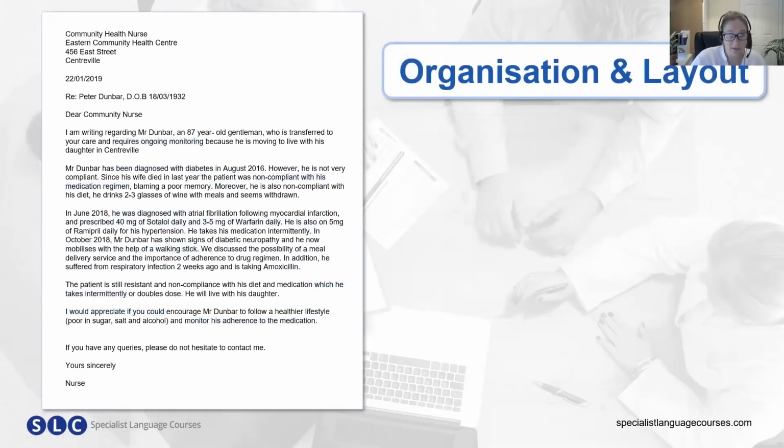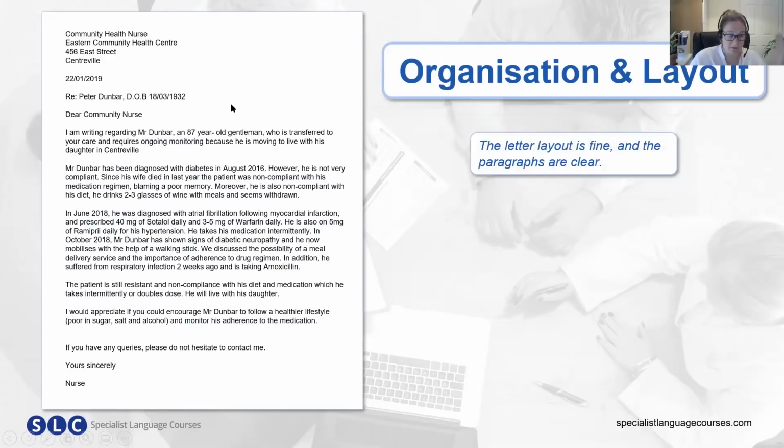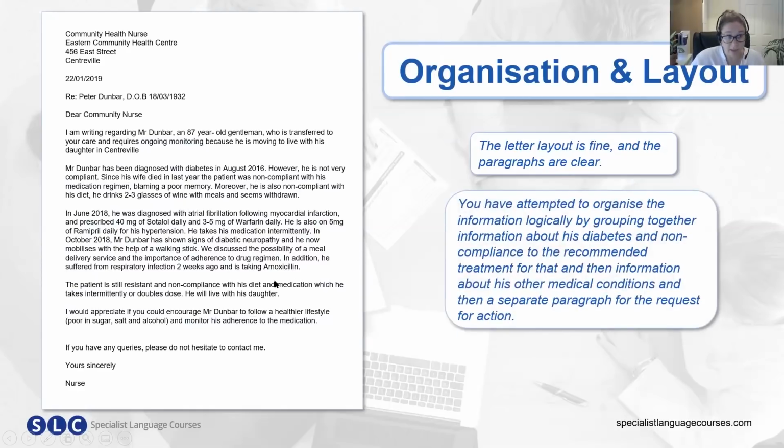The next one is organization and layout. So I think, as I said before, the letter layout is appropriate. It's very clearly laid out, and the paragraphs are clear, with space between them. In terms of how the information's being grouped together, I think it's successful to a certain extent.